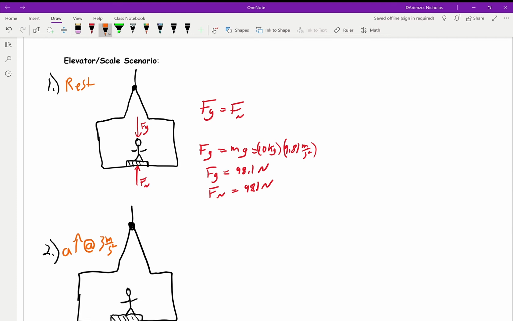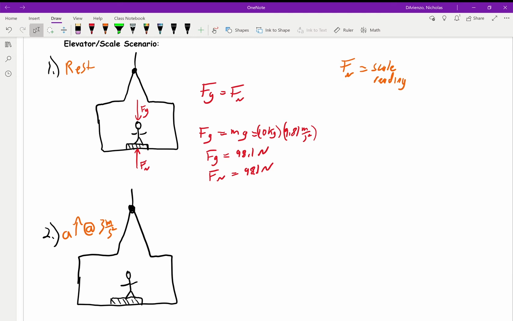Now, as far as what the scale is going to read, the scale is going to read the normal force. So whatever the normal force is, that's what the scale is going to read. So right now, since they're balanced and they equal each other, the reading on the scale is going to be what our actual weight is, because the elevator is at rest. The only force in play here is the acceleration downwards on the elevator, on the scale, on the person, due to gravity.